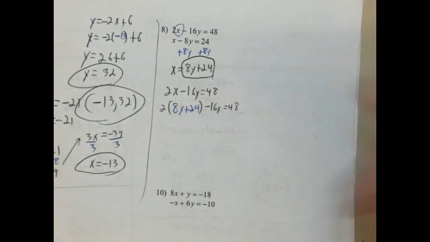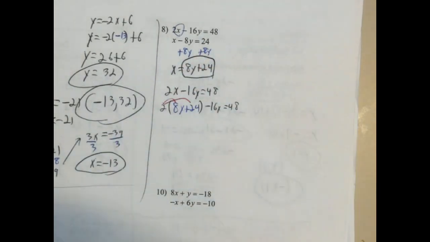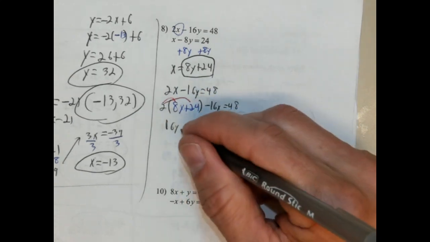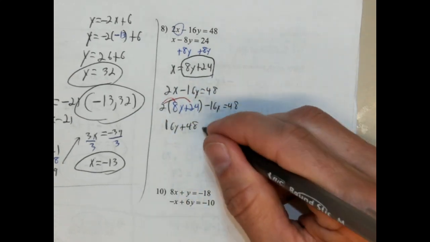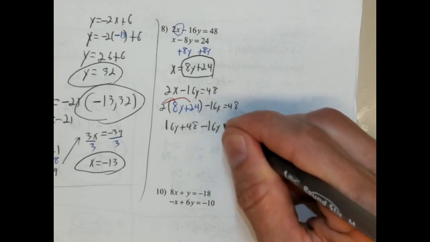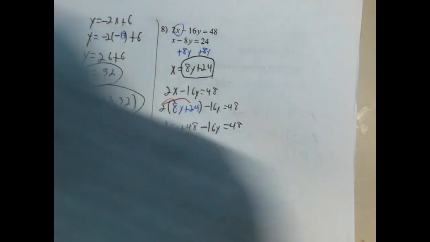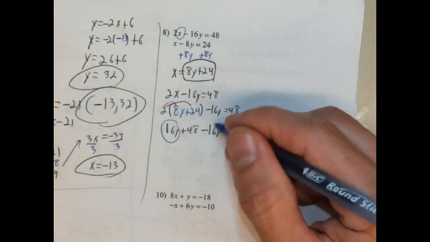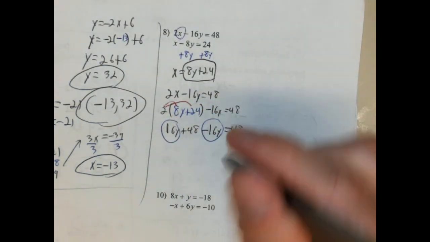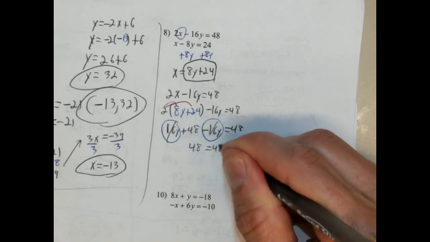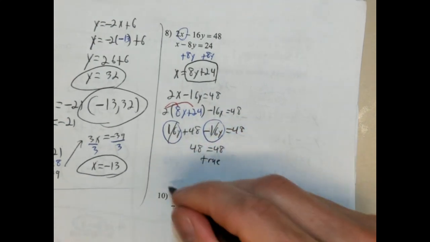Let's distribute this 2. So 2 times 8y would be 16y, 2 times 24 would be 48. And then bring down the negative 16y equals 48. We're going to combine like terms. So we'll combine the 16y and the negative 16y. These cancel out. So we have 48 equals 48. So this is a true statement. So this is a special case scenario.